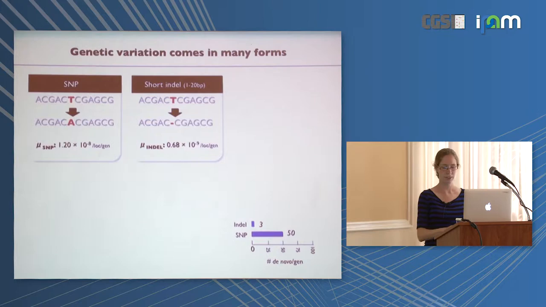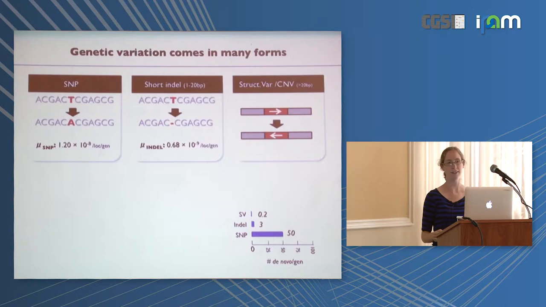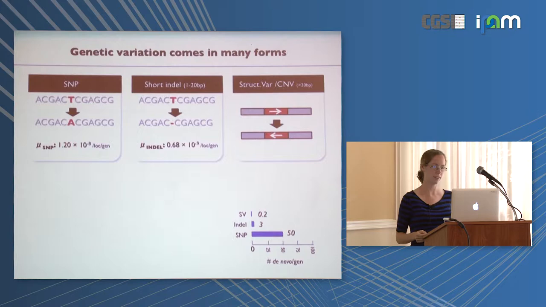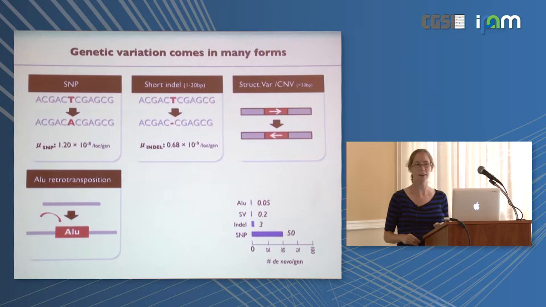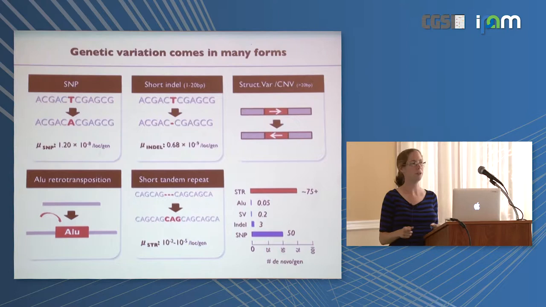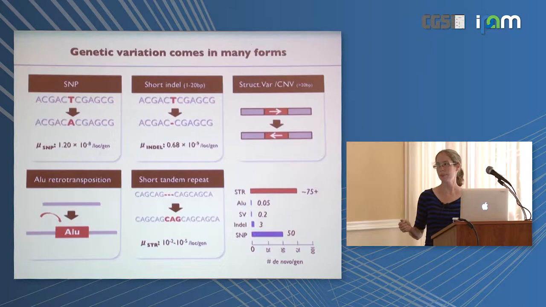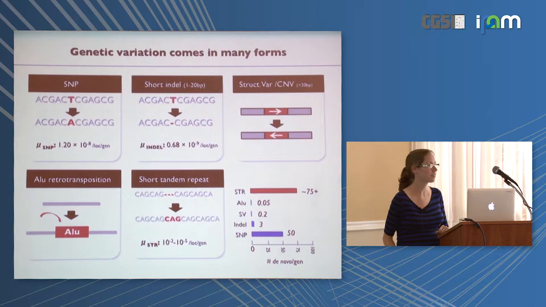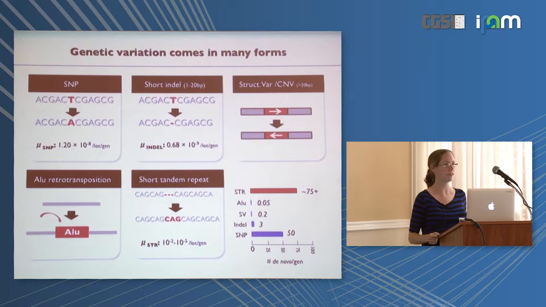We can get even more complicated. We can have structural variation or copy number variants that are taking chunks of our genome and rearranging it or duplicating it in big chunks. We can also have crazier things like retrotransposition events, where you have pieces of the genome jumping from one place to another. The type of variation that we're going to focus on is something called short tandem repeats. Here you have short repeat motifs, so something like the CAG repeat shown here, repeated in tandem. Because these regions are so repetitive, it can cause DNA replication to get confused. And so the DNA can loop back on itself while it's trying to replicate, and you might get some errors in the number of repeats at these STRs.